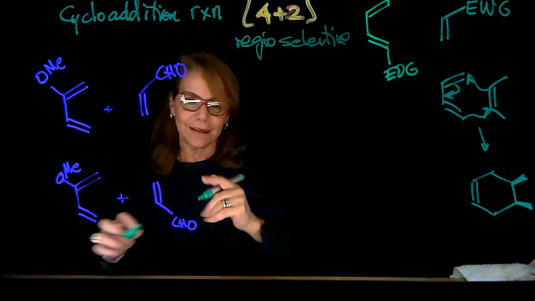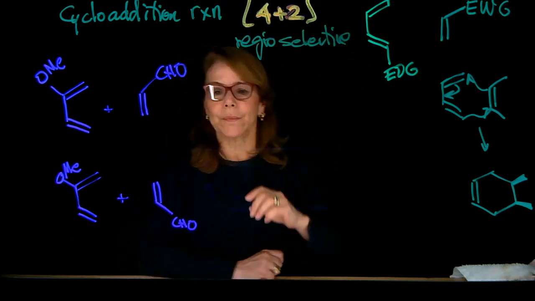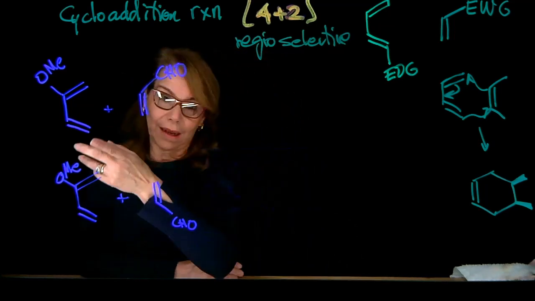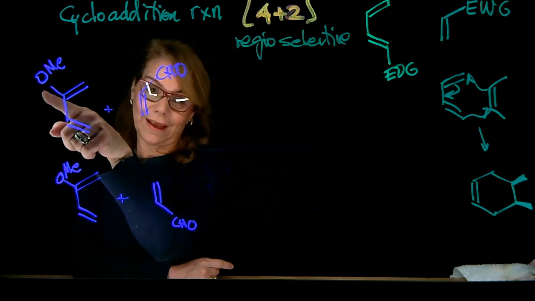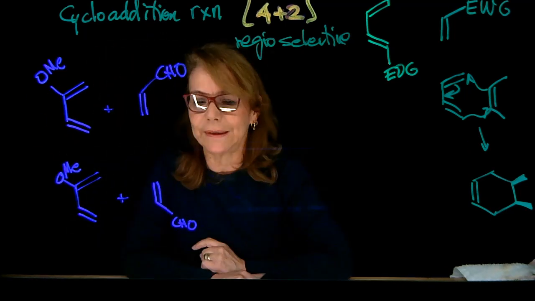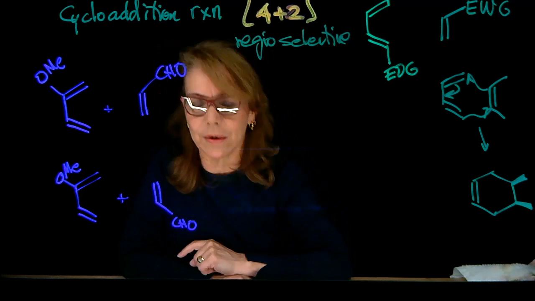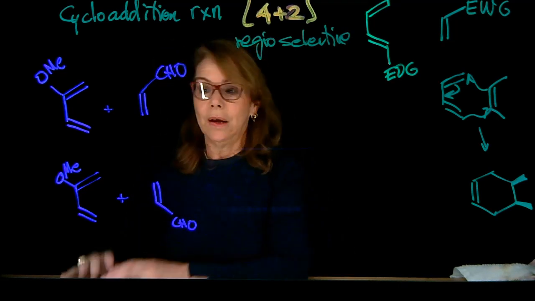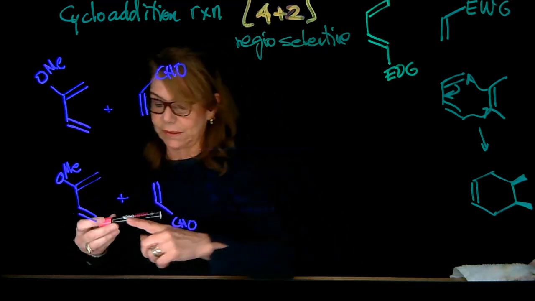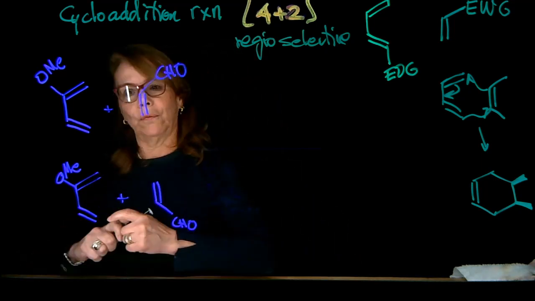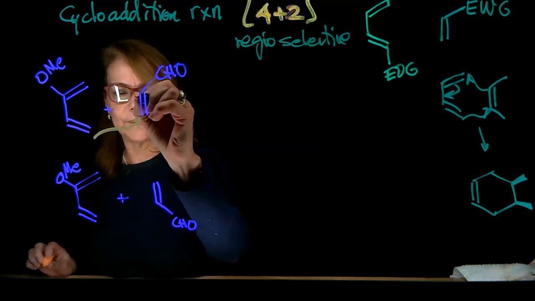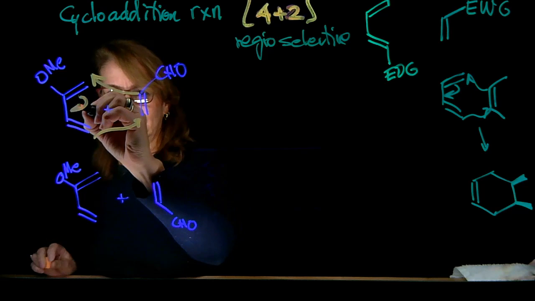So let's analyze this example. In here, we have an unsymmetrical diene, unsymmetrical because this side is different from that side. We have a substituent. Also in the dienophile, on one of the carbons, we have a substituent. So we have more than one way of doing this addition. We have these two possible ways. So if we do the reaction with this orientation, let's draw the product.